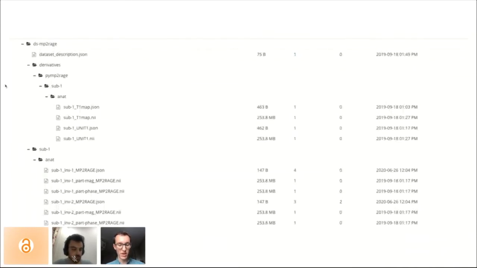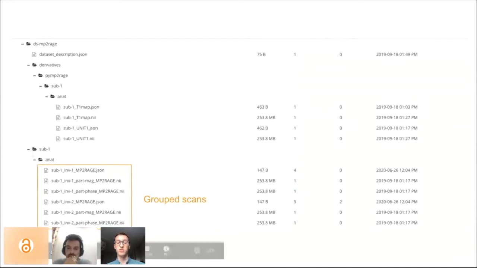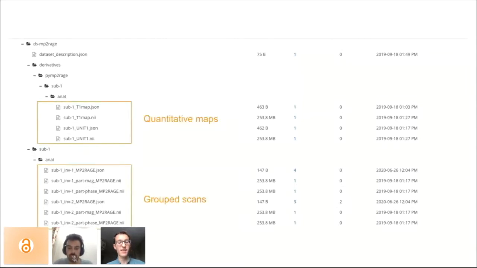This may look like quite a lot of data and a bit confusing, so I tried to highlight the different parts. In the raw data folder, there are the images that you get from the scanner. These are grouped into grouped scans, as Gilles was mentioning before. Then they get processed into quantitative maps. Because they're most often derived from an offline pipeline, they are in the derivatives folder.